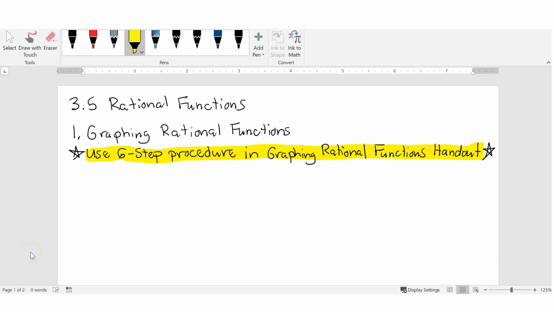Let's look at our last topic in section 3.5, and that is on graphing rational functions. Much like we did with graphing quadratic functions, and especially graphing polynomial functions, we're going to take a number of the individual topics that we've already looked at in the chapter and put all those items together in a step-by-step procedure to graph the function. Let's review that graphing procedure in the Graphing Rational Functions handout.